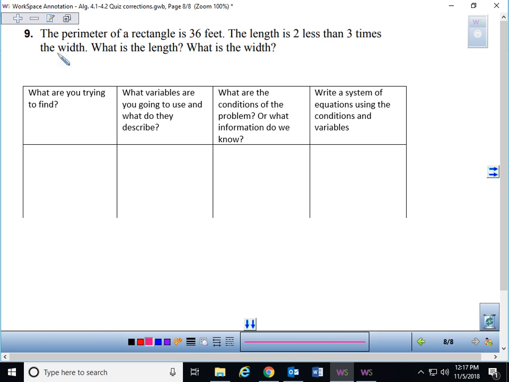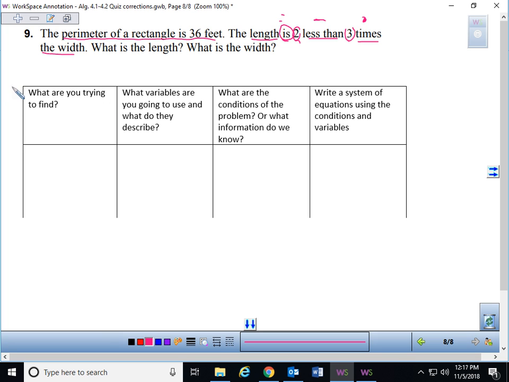Chapter number 9. This says, the perimeter of a rectangle is 36 feet. That sounds important. Perimeter of rectangle is 36. The length is, I know that's a math symbol, 2 less than, that's subtraction, 3 times, which is multiplication, the width. Answers: what is the length, and what is the width?